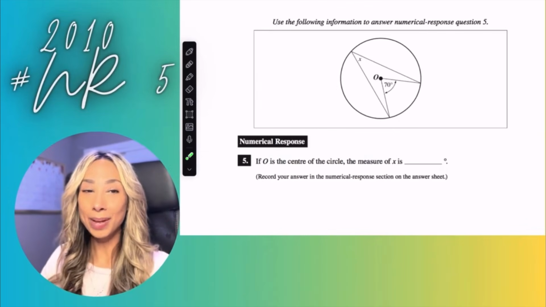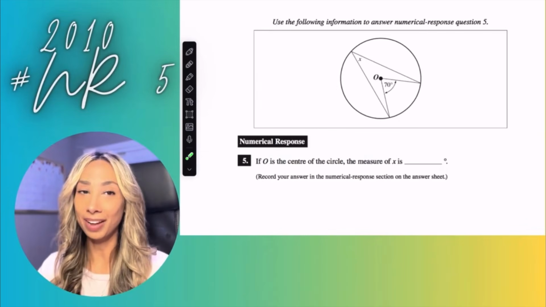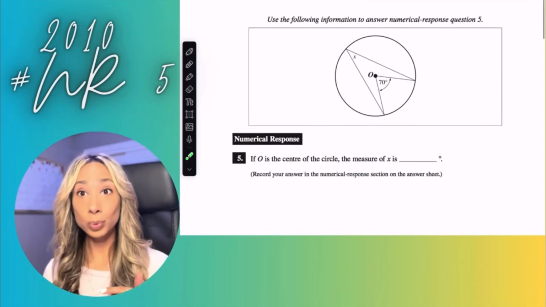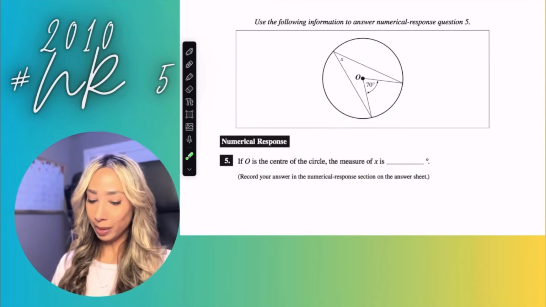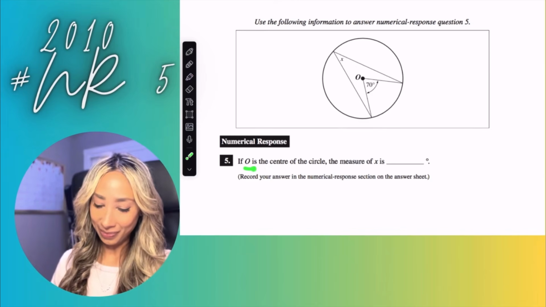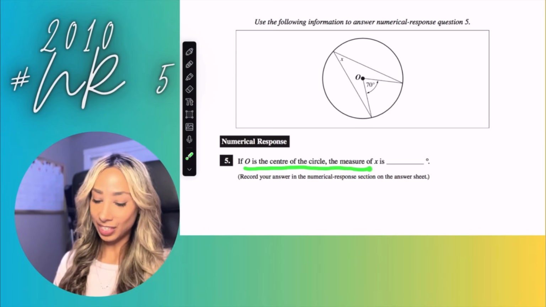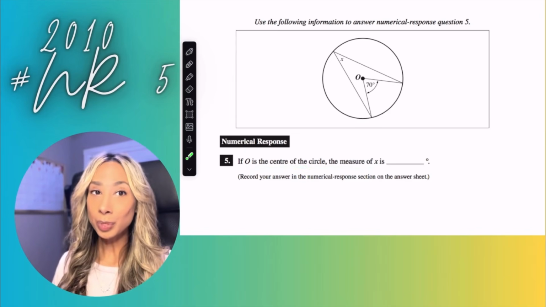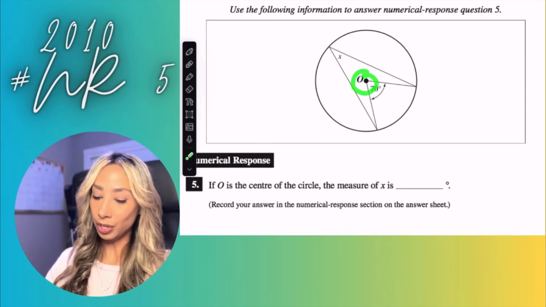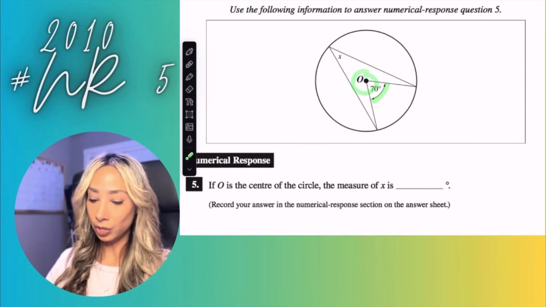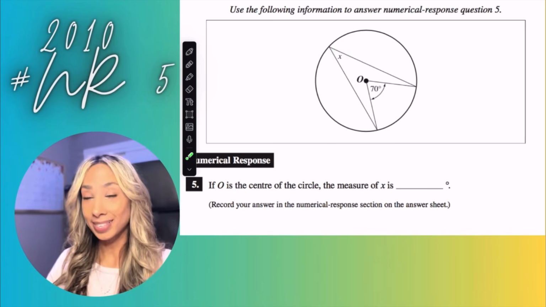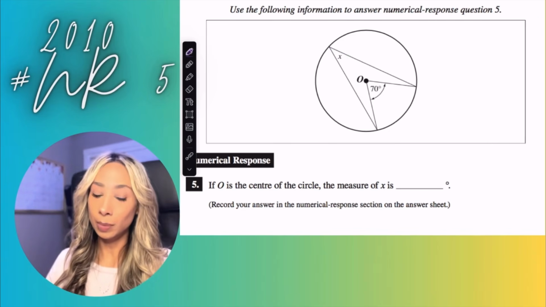Okay, let's look at this example here, numerical response number 5. So this is one of the ones that we really need to be clear about those rules for circle geometry, okay? Otherwise you might look at this and be like, what's going on? So let's take a look at the question. If O is the center of the circle, the measurement of X is blank. So not a whole lot of information. We have our circle. We know the measurement of the circle at the center is 70. And then we're trying to figure out X. So if you don't know the rule for this one, it is going to be a little bit tricky.